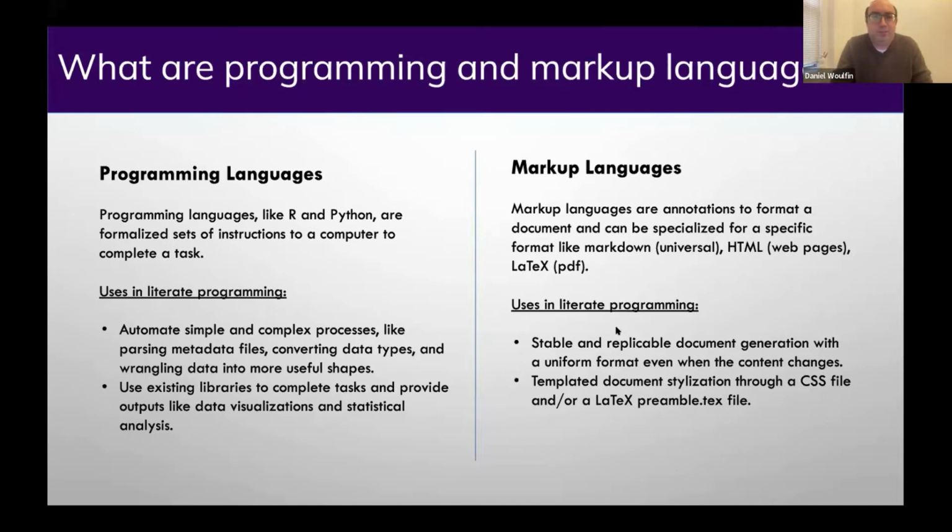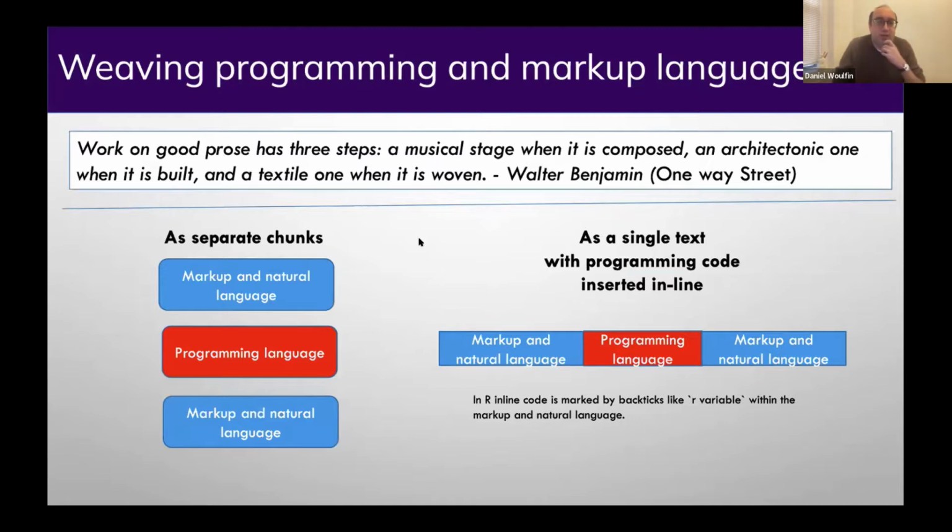So basically what you end up doing is weaving. What Knuth called weaving now could be called knitting. I have this quote by Walter Benjamin because it does show that this is also a literary act. That quote is, "Work on good prose has 3 steps: a musical stage when it is composed, an architectonic one when it is built, and a textile one when it is woven." There's two ways to do this. One is with separate chunks. So you'll have your markup natural language, your programming language, your markup natural language, and we'll keep going.